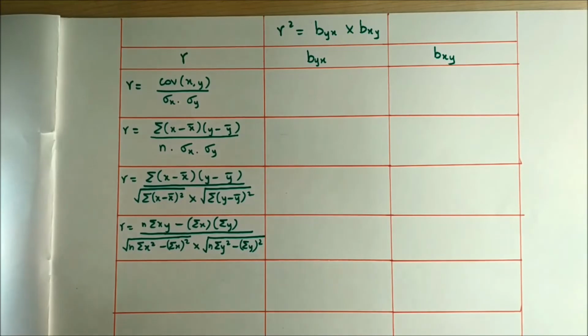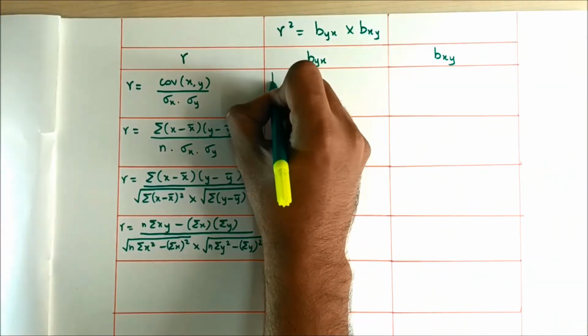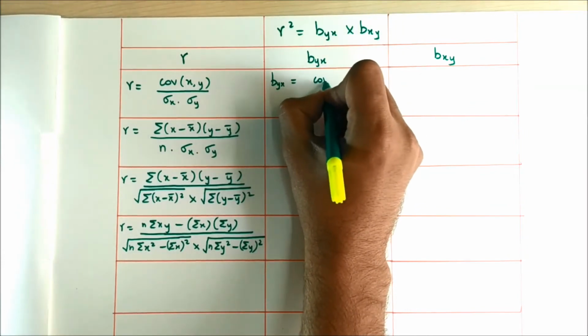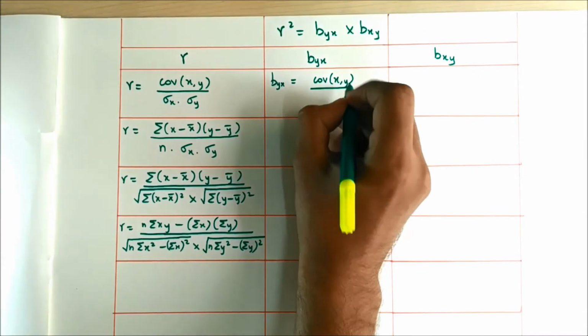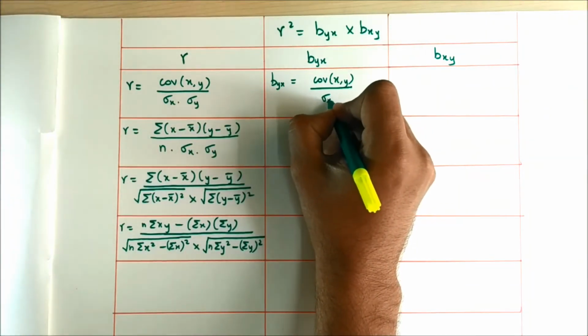Now we just have to split this into two and you get byx and bxy. So let's begin with byx. Now the first formula for byx is equal to covariance of xy upon, you have this x term there, so standard deviation of x, just square it.